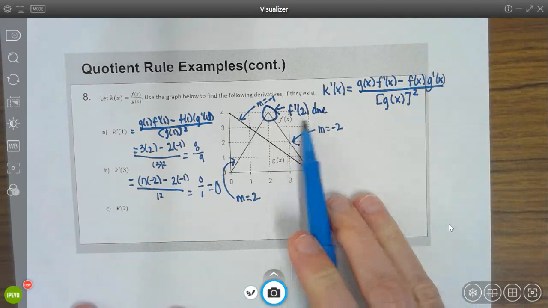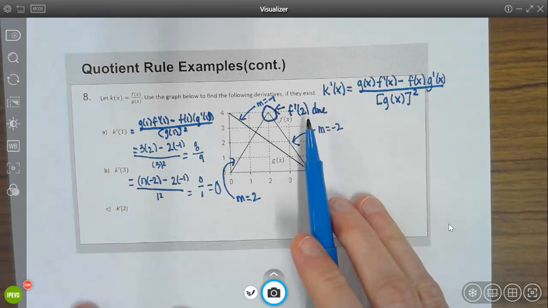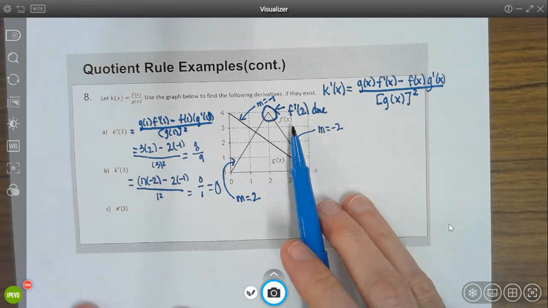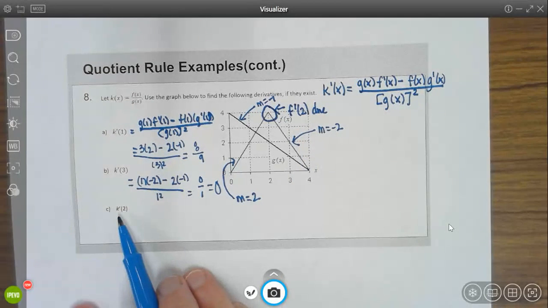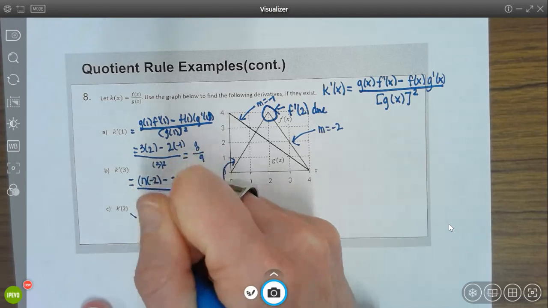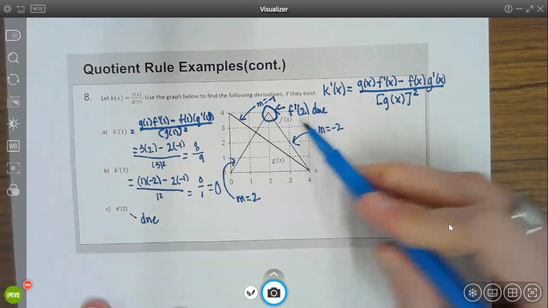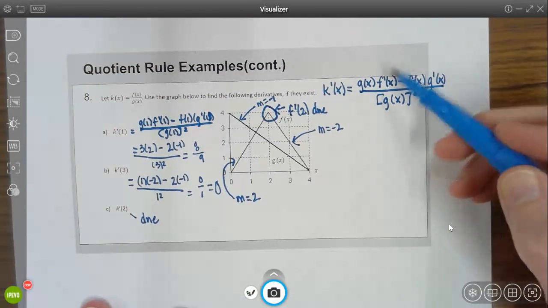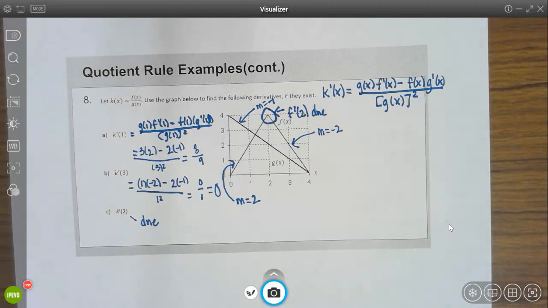And if f prime of 2 does not exist, then that means that any function that's involving f prime at 2 does not exist. So right away, without doing any work, I know that this is not going to exist because f prime of 2 does not exist. And I know when I'm building this function, I'm going to need f prime of 2.